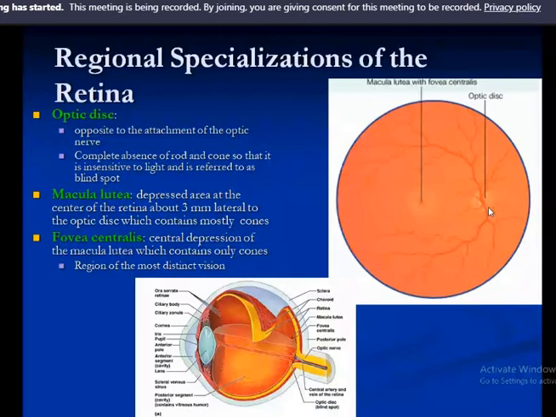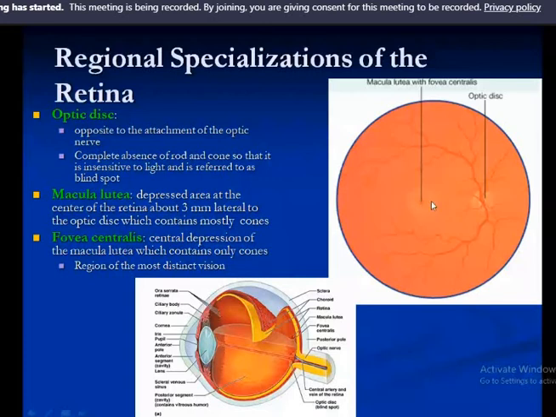Okay. Now the next one is 3 mm lateral to the optic disc. Can you see another depressed area? This is known as the macula lutea. So what do you mean by macula lutea? The macula lutea is the depressed area present 3 mm lateral to the optic disc, and it mainly consists of cones. Cones respond to bright light, you know. So this is known as the macula lutea.